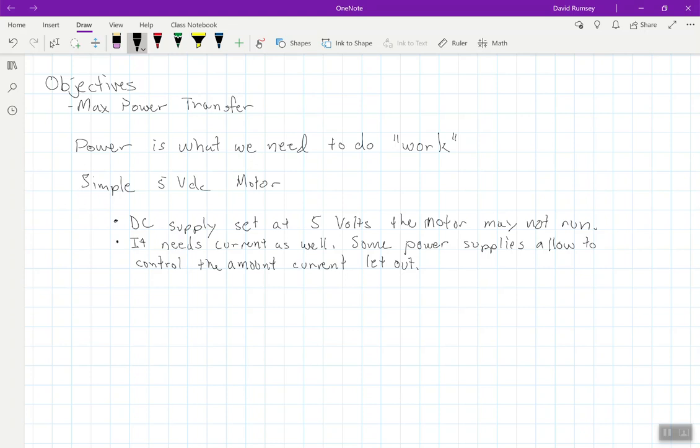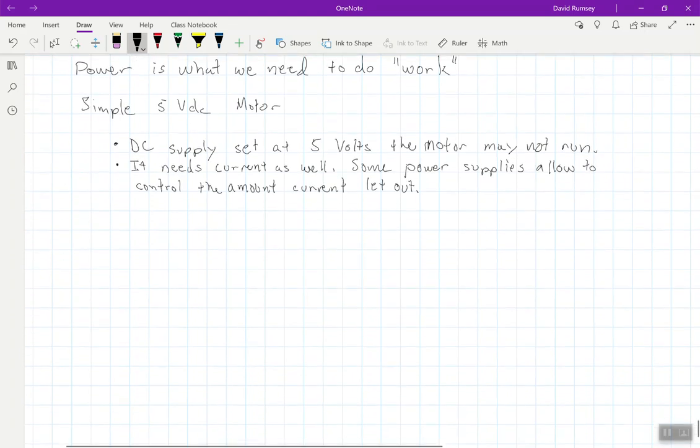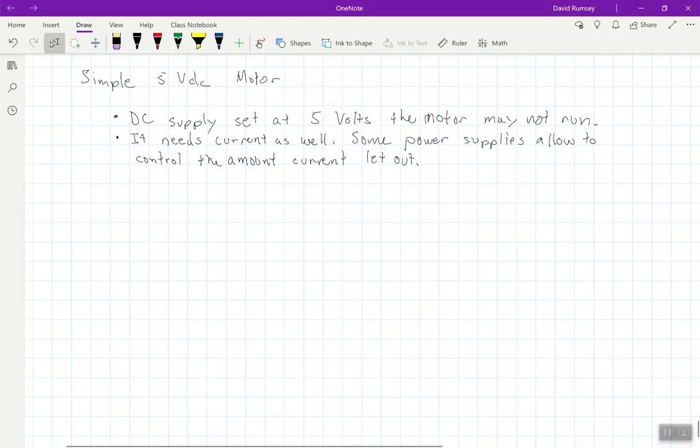So, of course, if power is what turns the crank, I want to be able to deliver the maximum amount of power, because I want to be able to do, quote, the maximum amount of work. And so that brings up a question: how do we design our circuits, or how do we design our loads in order to obtain maximum power transfer? So let's first examine this with a very simple circuit here.